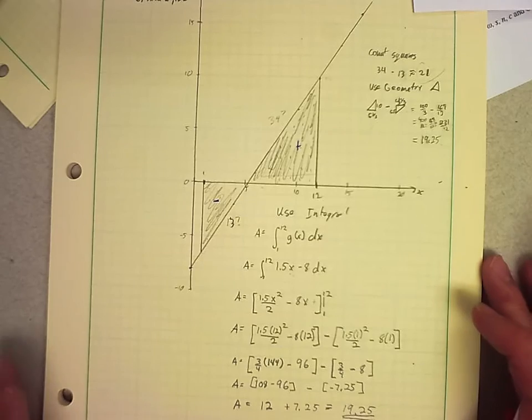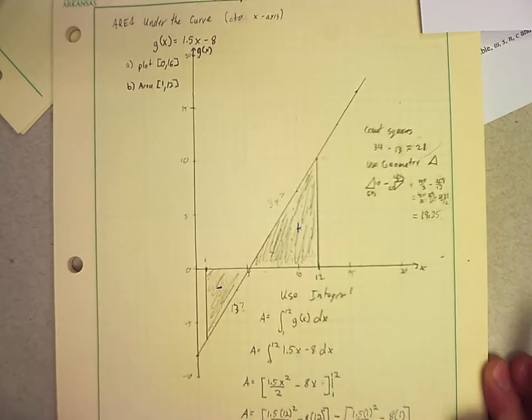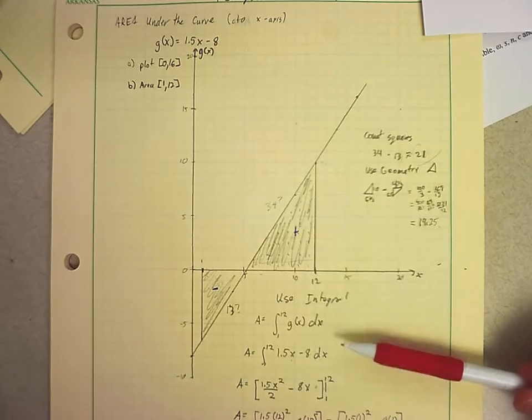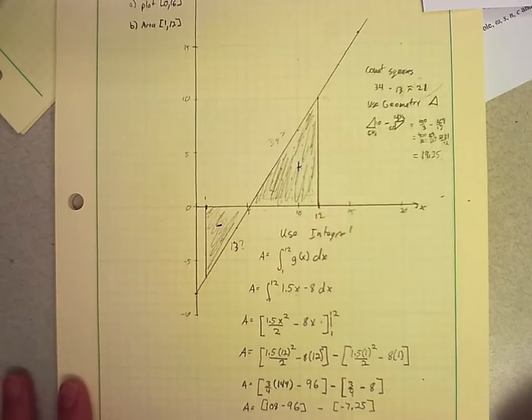The key concept here being that for any function we have, I know we've only used linear functions so far because they were easy, but any function that we can do the antiderivative of, we can get an area under the curve.